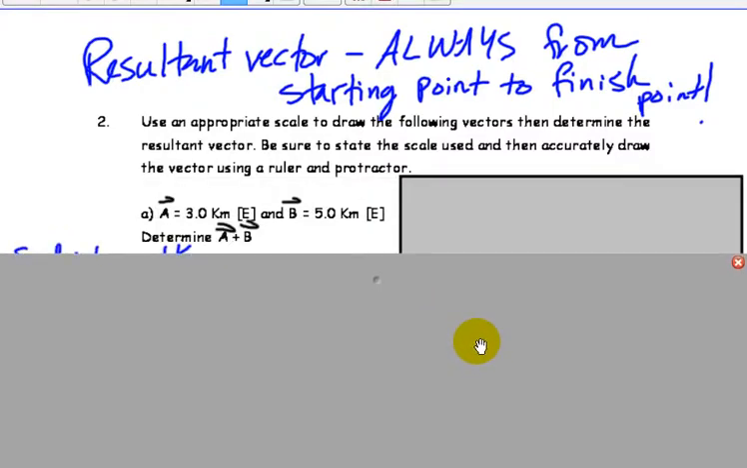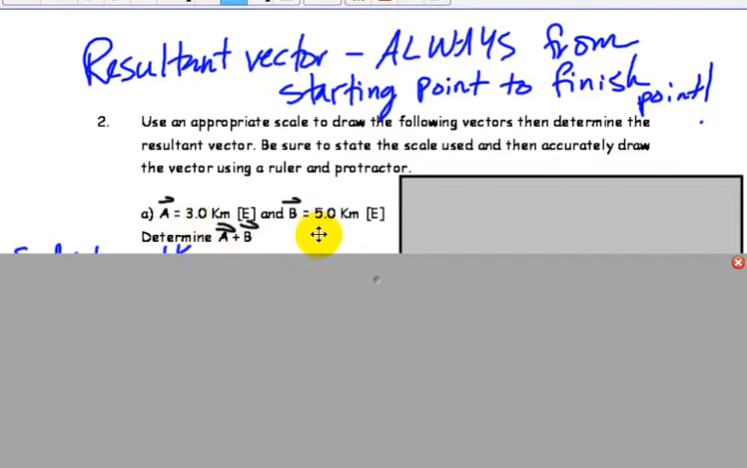So we're using an appropriate scale diagram to draw the following vectors to determine the resultant. Now these are all collinear examples along the same line, so fairly straightforward. You could do these in your head, but for this sake we're just going to simply draw them just to get the process. So vector A is 3 kilometers east, vector B is 5 kilometers east. So determine the addition of those two vectors.